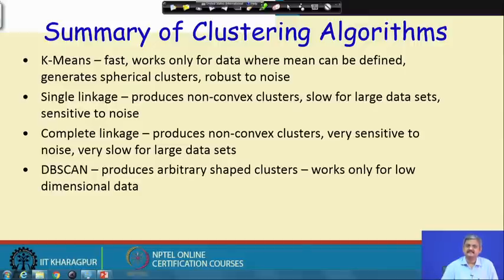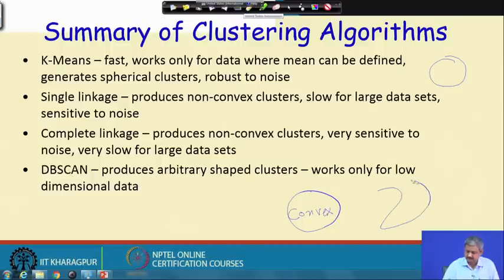Also, the disadvantage is that it generates spherical clusters. So if the natural clustering is non-convex, non-spherical, it fails. By the way, this is what a spherical cluster would look like. A convex cluster is anything which looks like this. So this is convex and this is non-convex. How do you know what is convex and what is non-convex? You take two points inside a cluster and draw a line; the entire line will lie inside the cluster. Whereas in non-convex, if you take two points and join them by a line, there will be some points on the line outside the cluster.